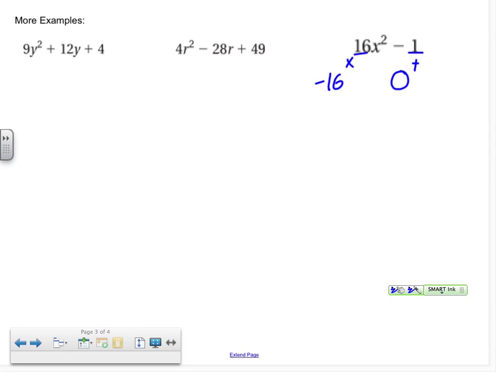This is a special factoring as well. This is called the difference of squares, because this is something squared and this is something squared. We'll do it the same way. Maybe eventually you'll notice a pattern.